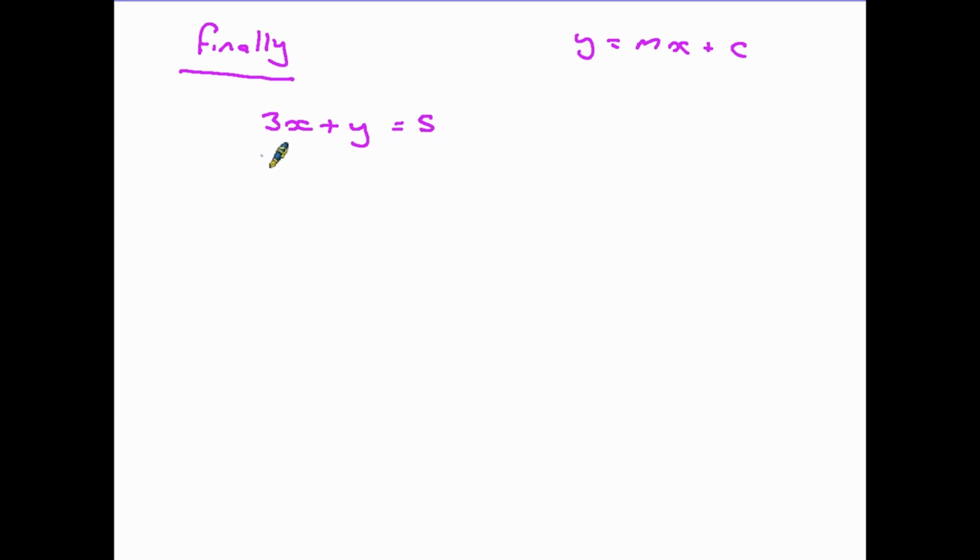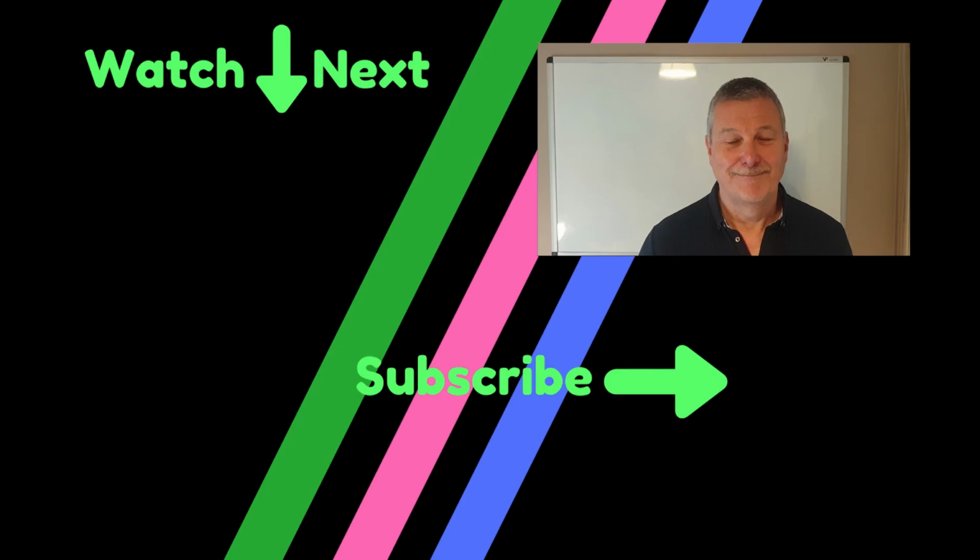Or you could actually rearrange the formula. You want to take y on its own, so if we take the 3x and move it to the other side of the formula, it becomes -3x plus 5. We therefore have an equation now which is in the same format as our original. And that is straight line graphs covered. A lot to take in there. Have another look, please, if you want to make sure you've got all the points.